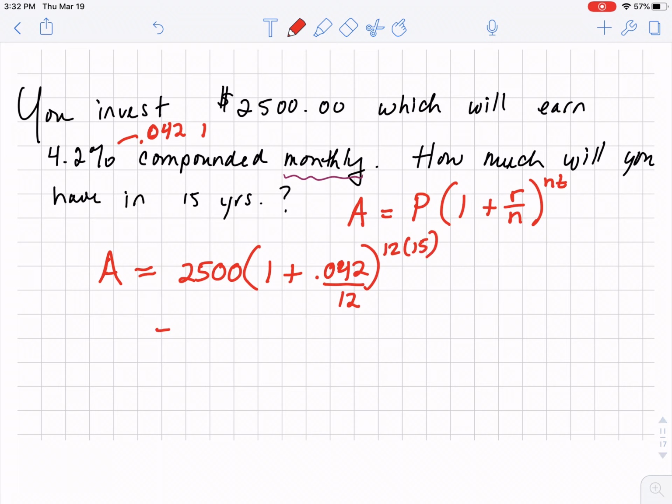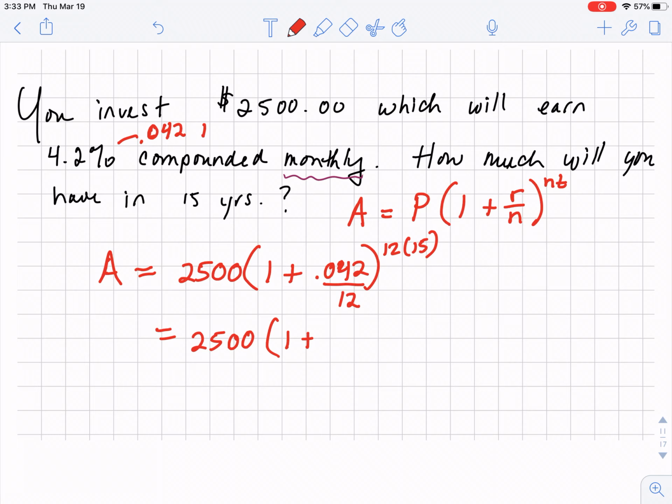All right, if I do this out, I get 2,500 times 1 plus, okay, so here's what I'm going to do. I'm going to go to my calculator. I'm going to take 0.042 and divide that by 12. I get some crazy decimal. Well, not that crazy. It comes out to be 0.0035, and I add that to 1. Okay, I take that 1.0035, and I put it to the 12 times 15 power.